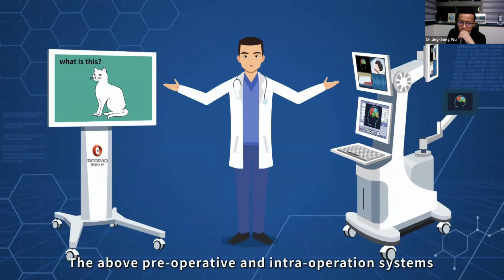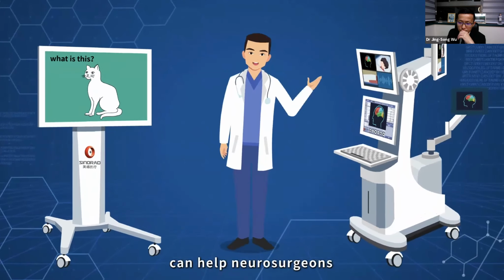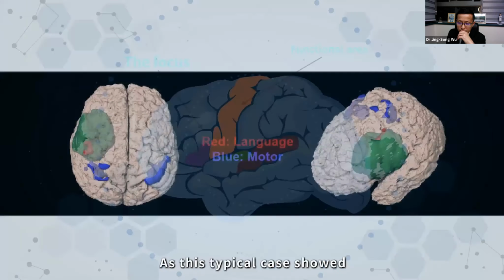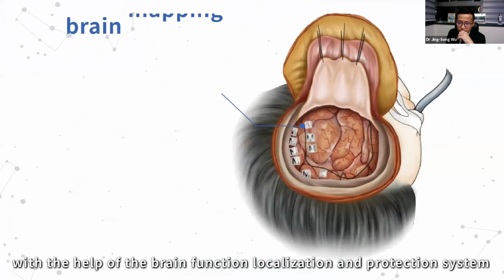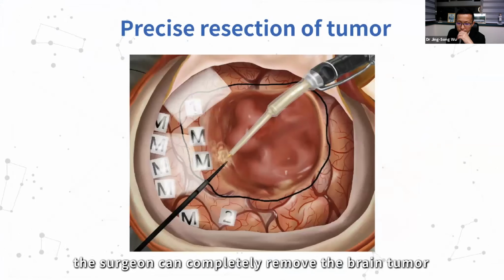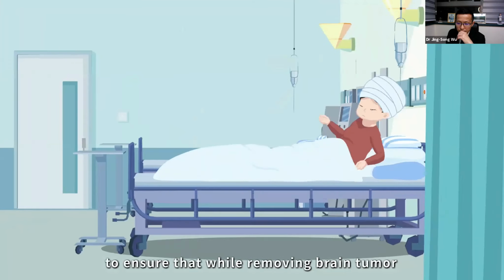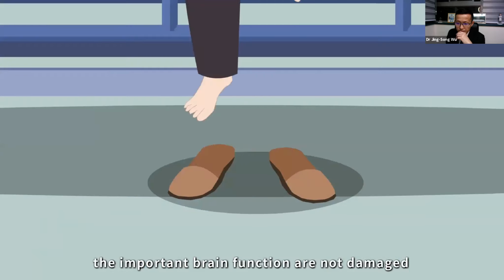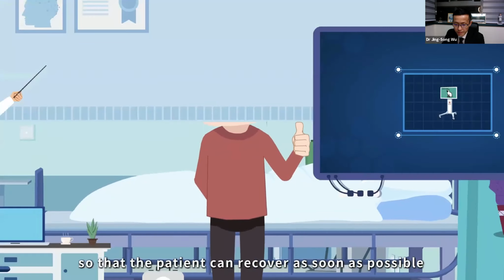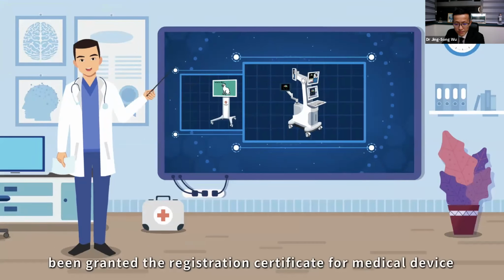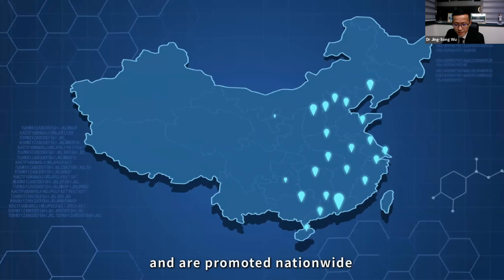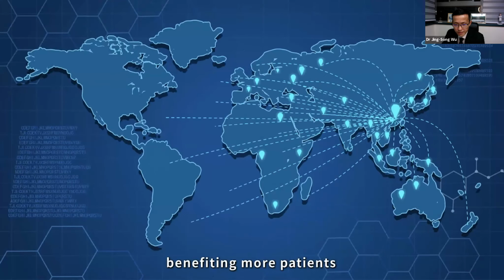The above preoperative and intraoperative systems can help neurosurgeons to locate the functional brain area more accurately and quickly. As this typical case showed, with the help of the brain function localization and protection system, the surgeon can completely remove the brain tumor, ensuring that while removing the tumor, the important brain functions are not damaged, so that the patient can recover as soon as possible. Both of the two systems have been granted the registration certificate for medical devices and are promoted nationwide, benefiting more patients.